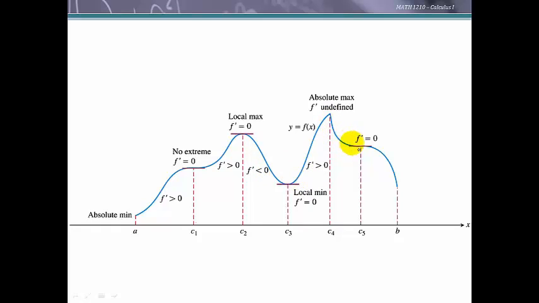Derivative from C4 to C5, the function is decreasing, the slope of the tangent's negative, the derivative is negative. Positive to negative, we have a local and an absolute max right there. Last interval from C5 to B, the function is decreasing, that slope of that tangent's negative, and we went from a negative to 0 back to negative. That's a saddle point, no extreme value.